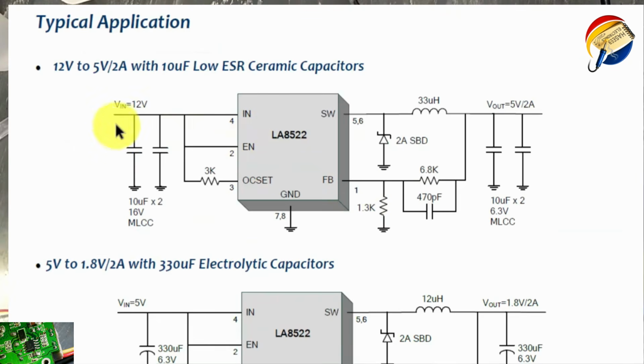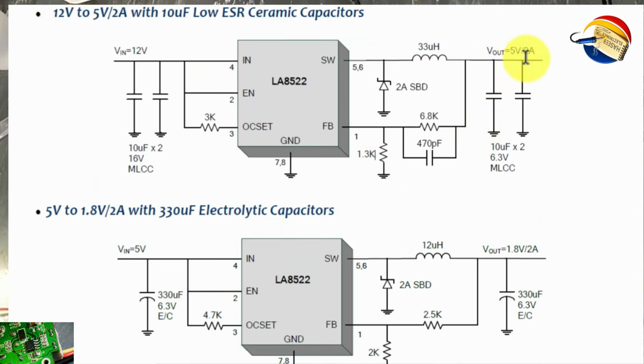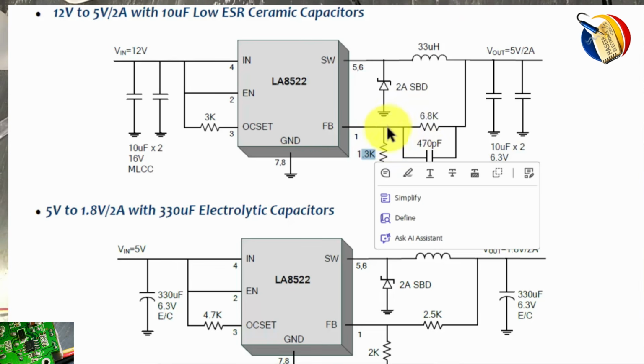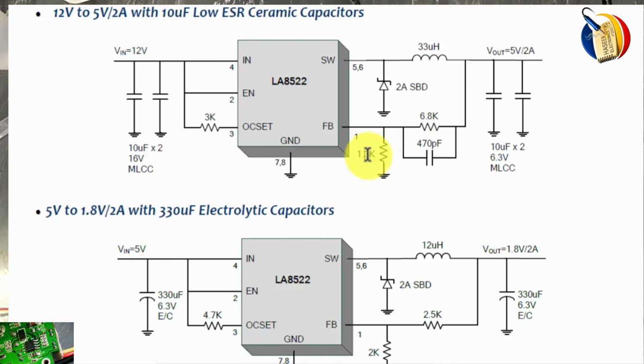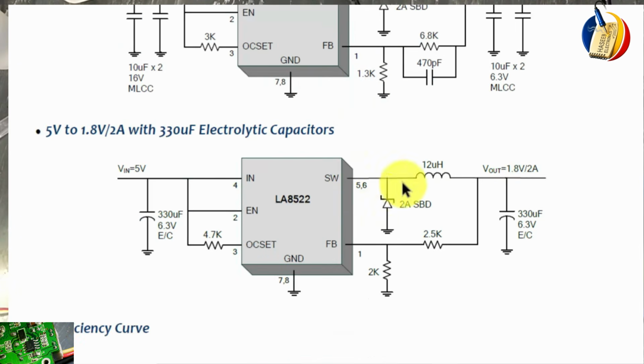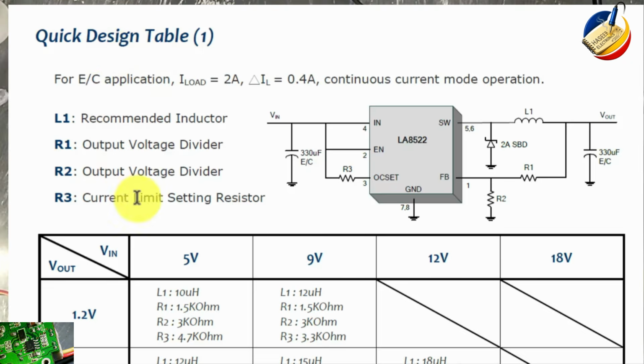Here is a sample circuit. Pin number 4 input voltage, pin number 2 enable, pin number 3 current set, pin numbers 5, 6 switching, and pin number 1 feedback, pins 7, 8 ground. 5 volt 2 ampere operation, 6.8K and 1.3K resistor combination, 2 resistors as a voltage divider network. We can adjust its output. There is a calculation formula, we can calculate it and we can adjust the output as well. And here is 1.8 volt 2 ampere operation, 2.5K and 2K. It is a quick design table.